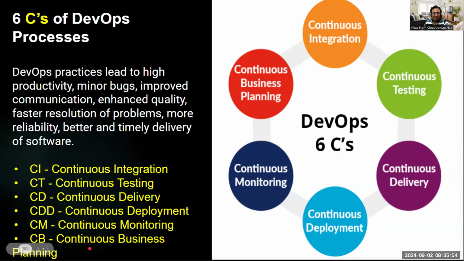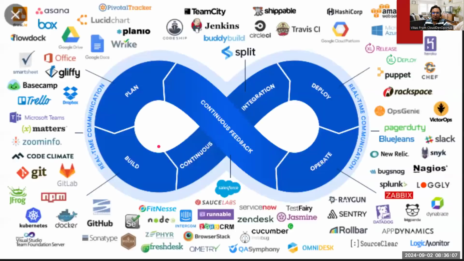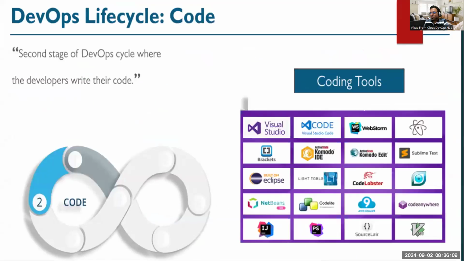At this point, we are doing the business planning. Okay, theory thing, business planning, we are doing it. So these are the 6C processes which we have to follow to become cloud and DevOps engineer. And this will happen in every company, every software development life cycle. We have already discussed.